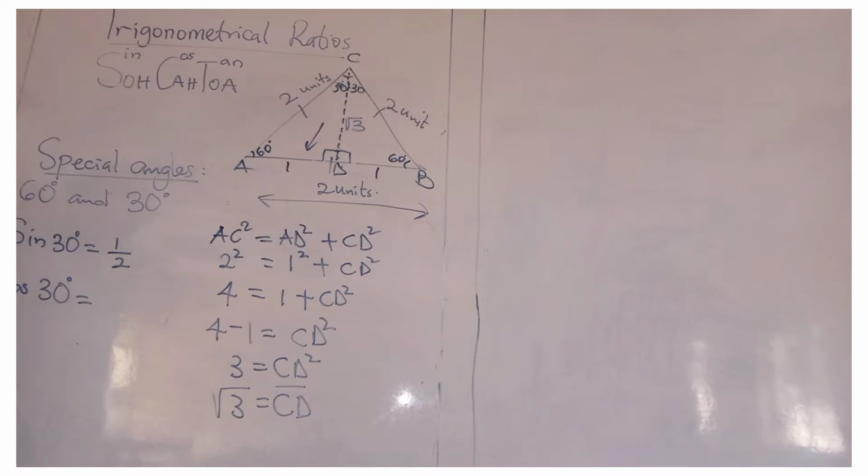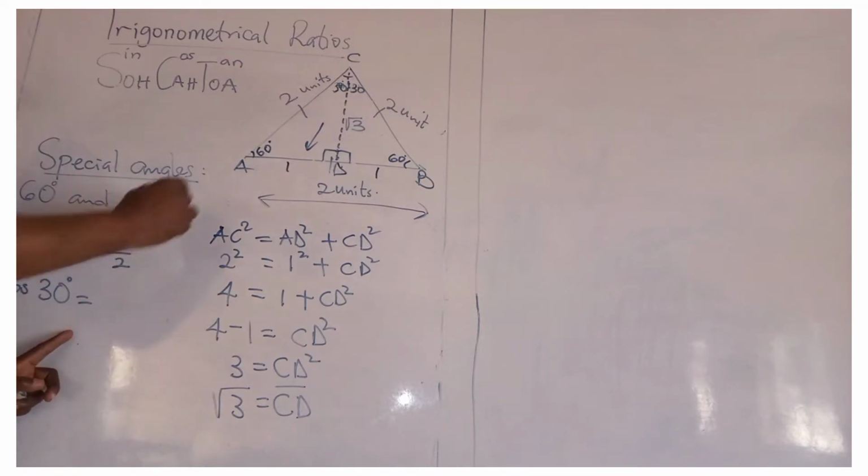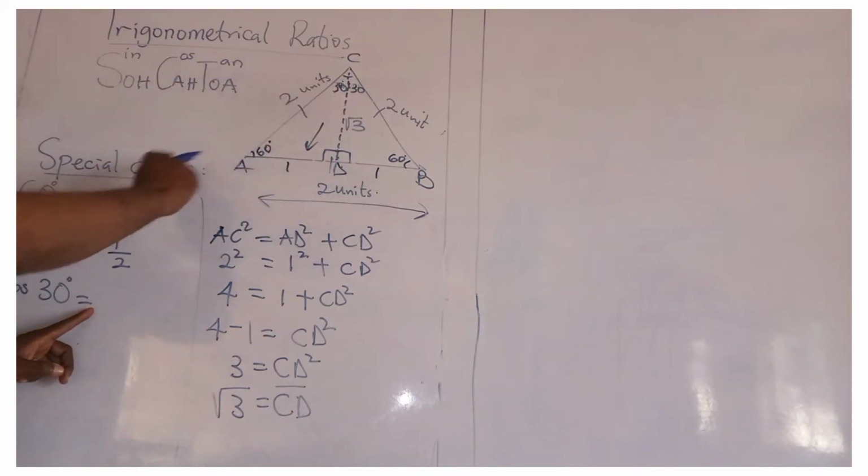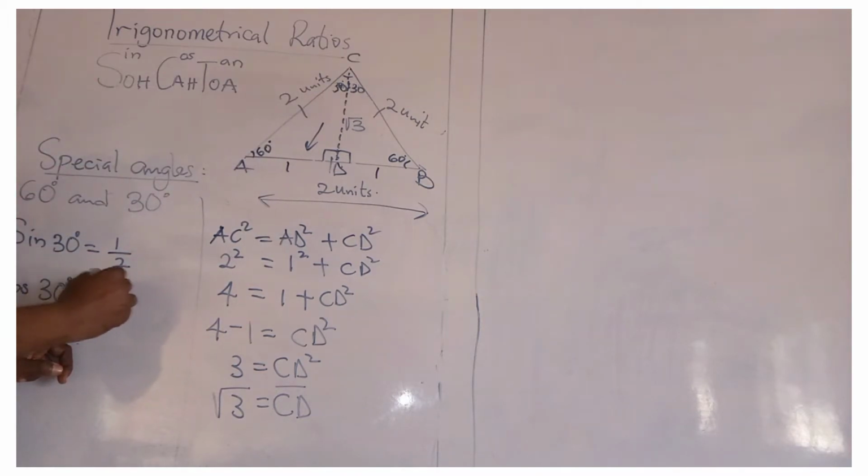So now we can solve this problem. What is my cos 30? Cos 30 is adjacent over hypotenuse. Adjacent over hypotenuse, so we have square root of 3 divided by 2.